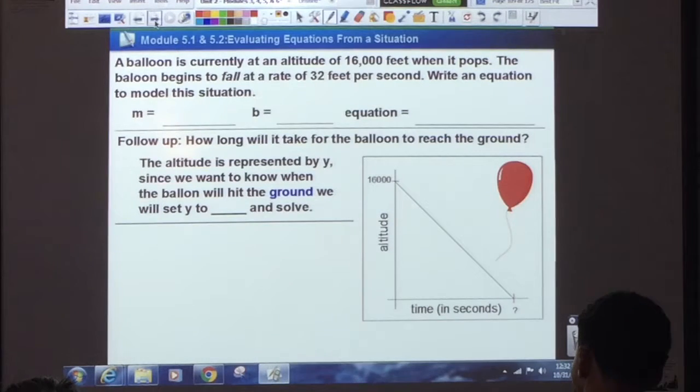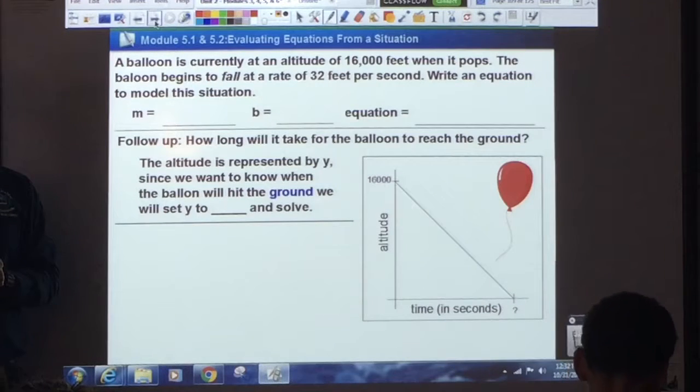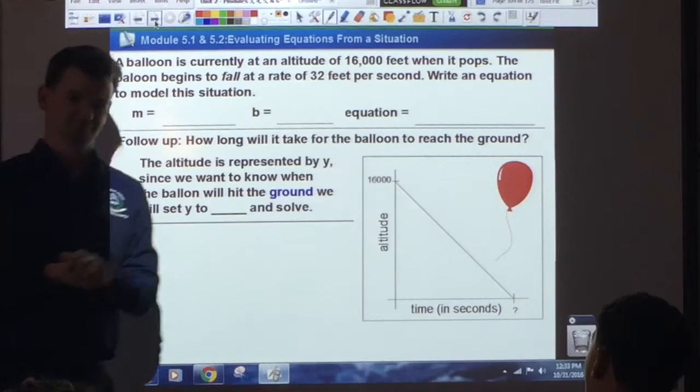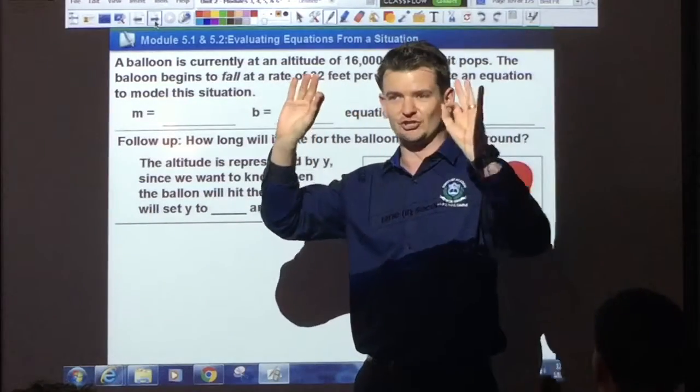Since Dante read it for us, let's give him the first crack. I'll give you 2 guesses. What's my slope? 32? Wrong. What's my slope? 16,000. Wrong.